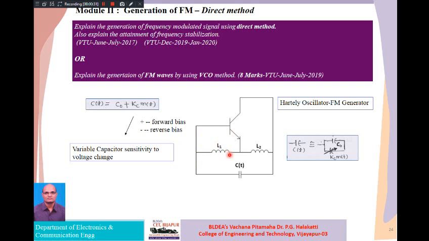This is the tank circuit, the part of the circuit for the direct method. Look guys, we are not going into detail about this circuitry, which is used for the direct method of generation of FM. The main circuitry shown here is the Hartley oscillator. Mainly we are using a feedback path connecting between the base and emitter of this transistor, which is one of the important components of this direct method generation of FM.